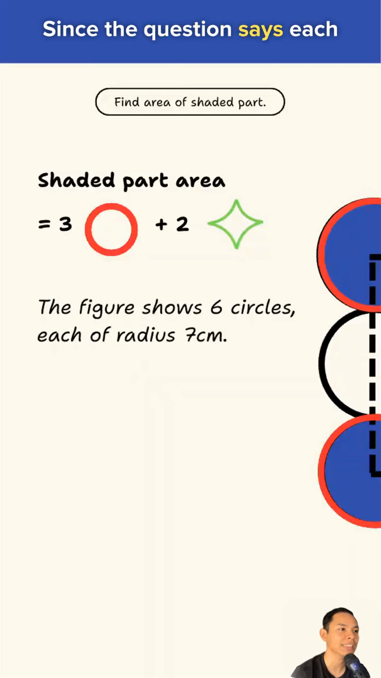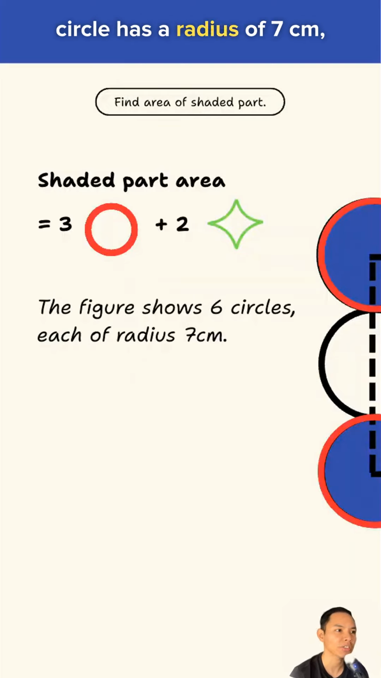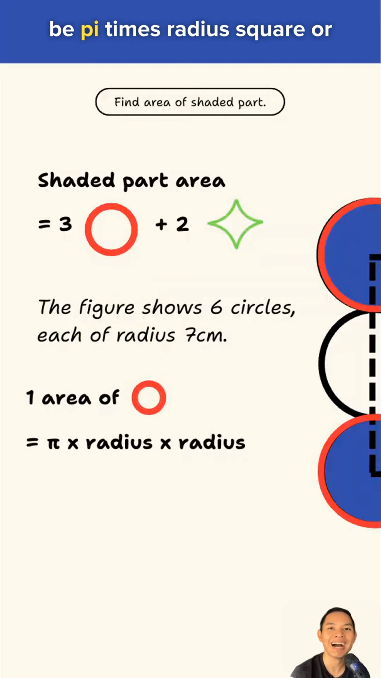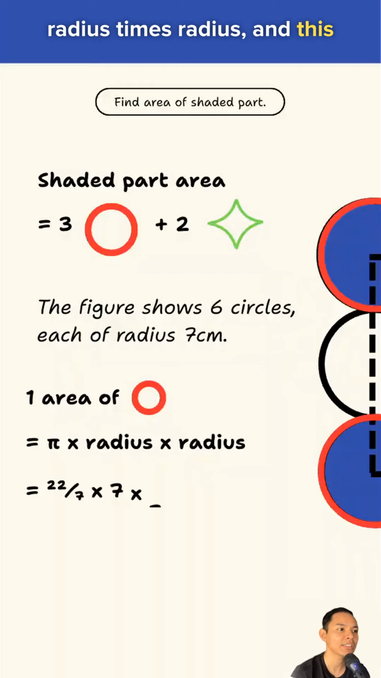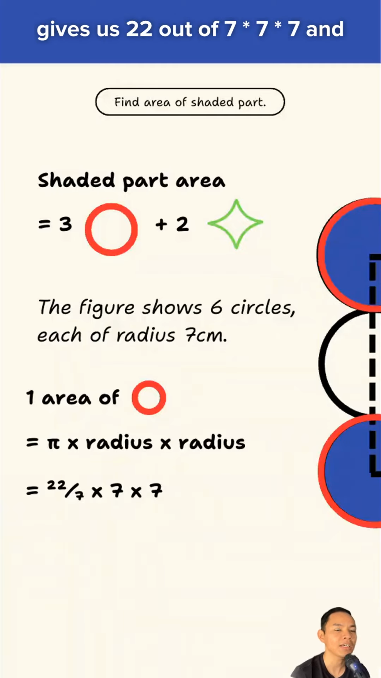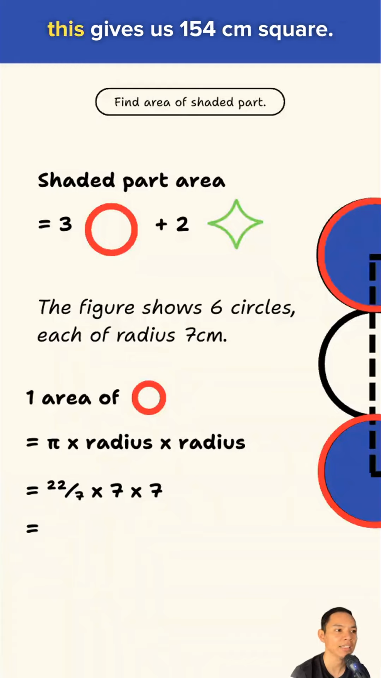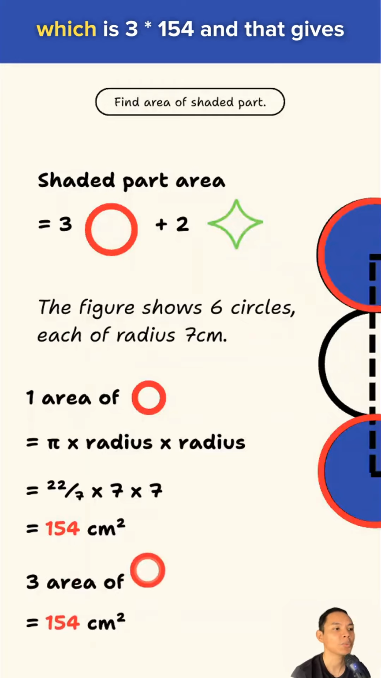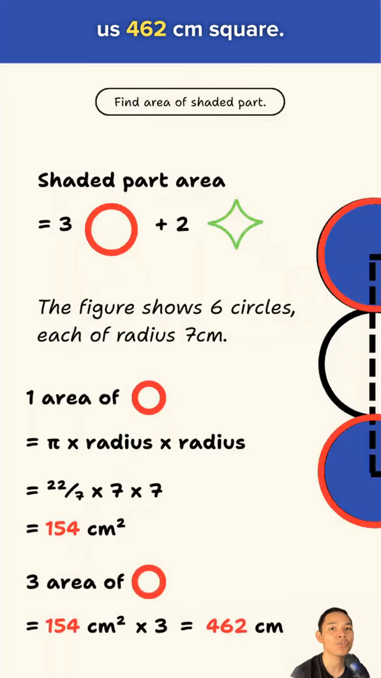So now the next thing is to find out the 3 circles, which is actually pretty straightforward. Since the question says each circle has a radius of 7 centimeters, then the area of one circle will be pi times radius squared, or radius times radius. This gives us 22 over 7 times 7 times 7, and this gives us 154 centimeters squared. So now we want 3 of them because there are 3 shaded circles, which is 3 times 154, and that gives us 462 centimeters squared.